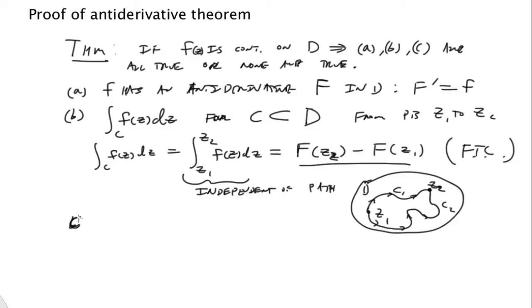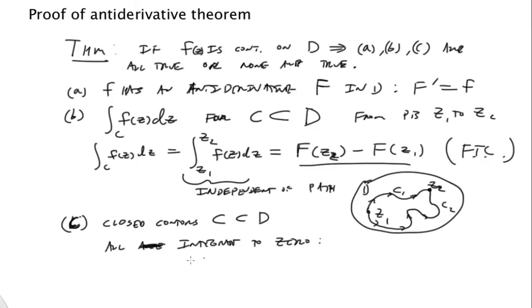And finally, statement C is that closed contours C that are lying completely in our domain all integrate to 0. What I mean by this is the integral of any closed contour is equal to 0. So what we're saying here is that A is equivalent to B, so we can write it as a double implication, and likewise with C.